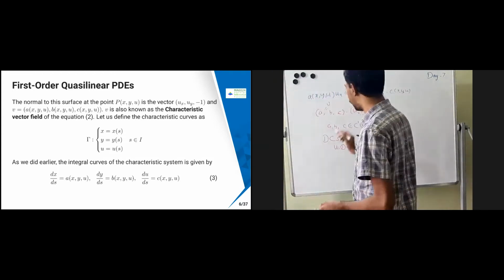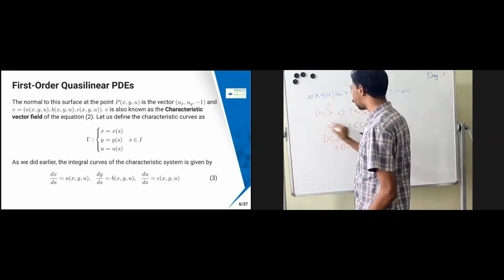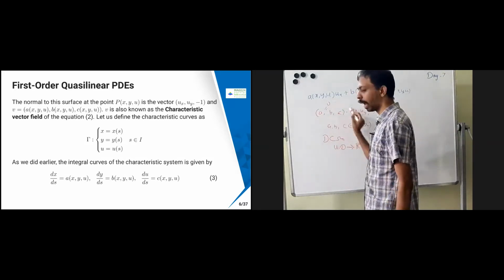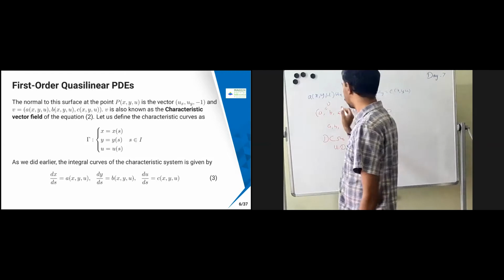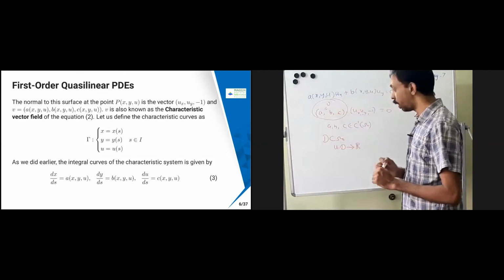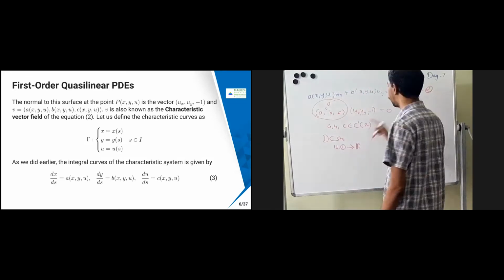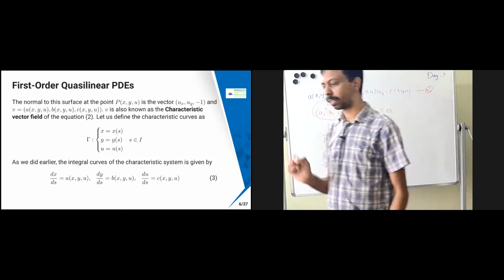Okay. This B, whatever we have here, is called the characteristic vector field of equation number 2. This is equation number 2. So for this equation, this is called the characteristic vector field.